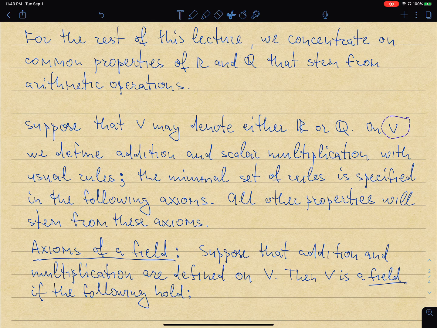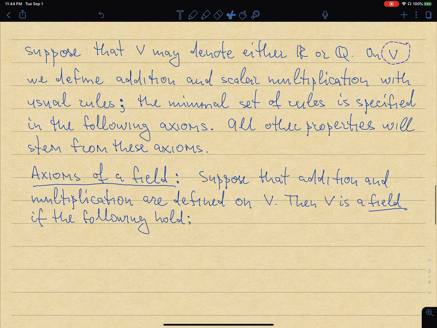Again, commutative law, whatever, right? There are a lot of different rules that algebraic arithmetic operations satisfy. What I want to do is specify the minimum possible set of rules out of which all other rules are going to follow. And that can be done by using the axioms that I'm going to discuss now, so-called axioms of a field. So let's suppose that we have V with addition and multiplication defined on it. Then I'm going to call V a field if the following axioms, if the following properties are going to hold.